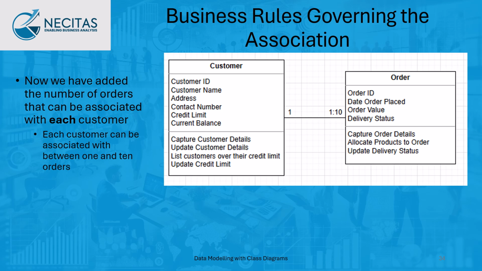In business terms, this can be expressed in a number of ways. Each customer is associated with between 1 and 10 orders. Each customer can place between 1 and 10 orders. Each customer must place between 1 and 10 orders. However, as we have said, this is somewhat unrealistic, as it would be rare for any organization to put an upper limit on the orders that a customer can place.